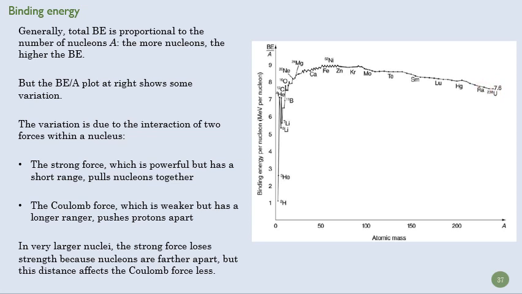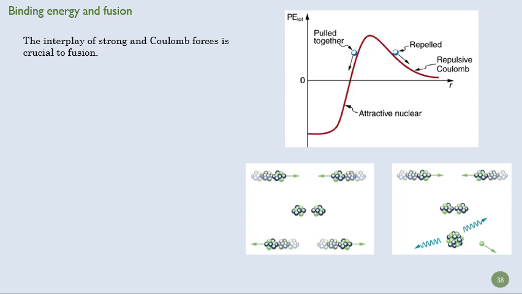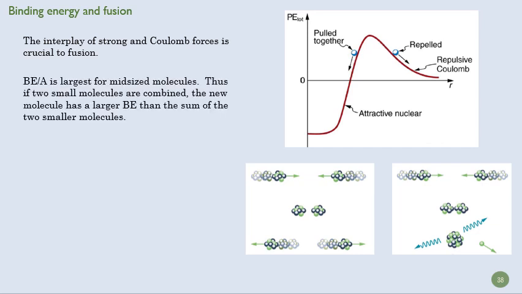And we can make a different but similar sort of case about the smaller molecules. So what does that have to do with fusion or fission? Well, the binding energy per nucleon is largest for those mid-sized molecules.